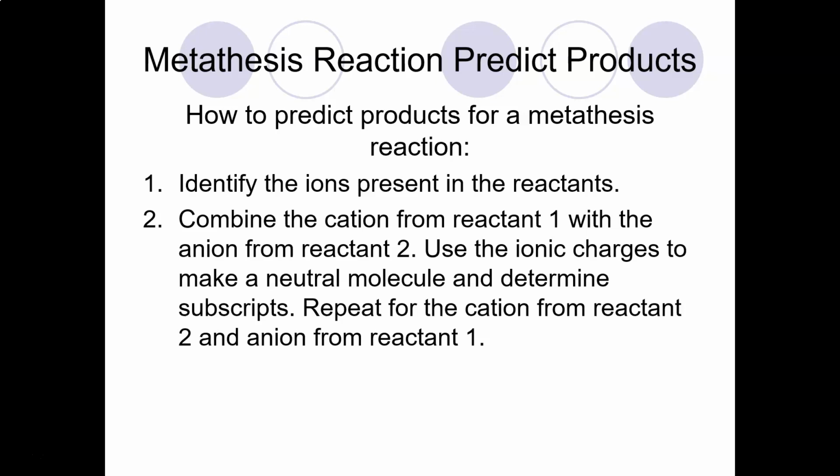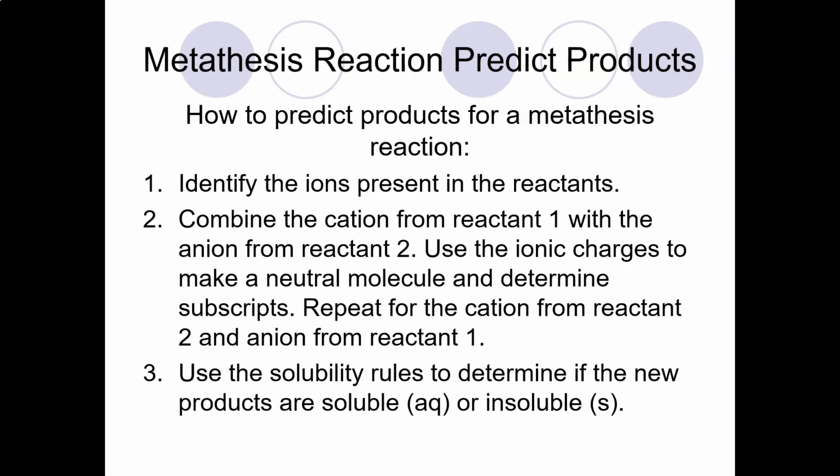So when you write your new products, it's going to be the cation and the anion, and the cation and the anion. That's the order. For our products, we then need to add states of matter to them. When we write a balanced chemical equation, we have to have states of matter: solid, liquid, gas, aqueous. So we will be using our solubility rules to help us with that. You will use the solubility rules to determine if your new products, the things you just made from step 2, are soluble, which means aqueous, or insoluble, which means solid.